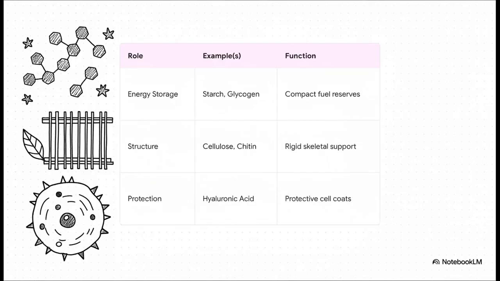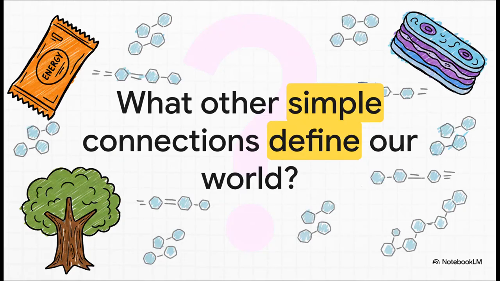Well, here's the payoff. It's all about structure defining function. Those long branched chains of glucose like starch and glycogen, they're perfect for storing a ton of energy in a really compact space. Those rigid linear chains of cellulose provide the structural backbone for the entire plant kingdom. And complex chains like hyaluronic acid form protective, cushioning coats around our cells. It's pretty incredible when you think about it.